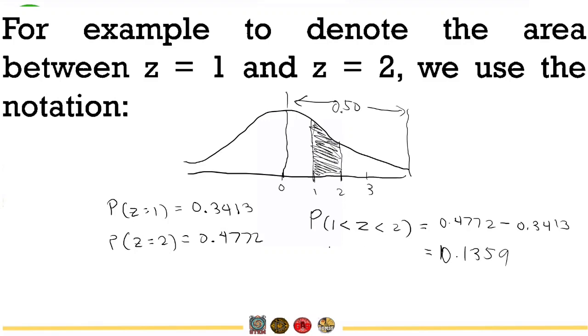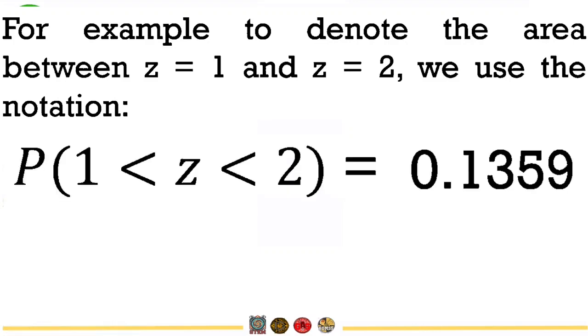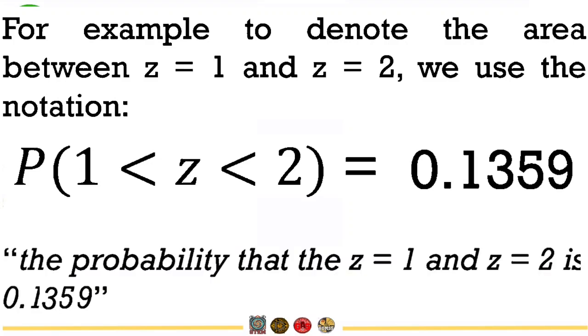0.1359. Okay, so that is the area between z is equal to 1 and z is equal to 2. The notation is P(1 < z < 2) = 0.1359. Thus the probability between z = 1 and z = 2 is 0.1359. Again, I suggest the first thing you do is illustrate, so that you have an idea what area is being asked.